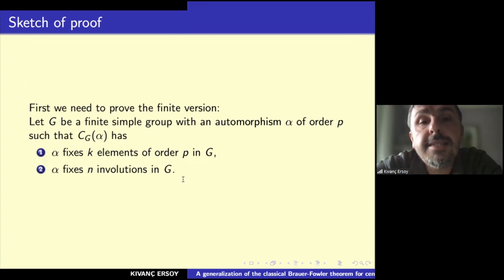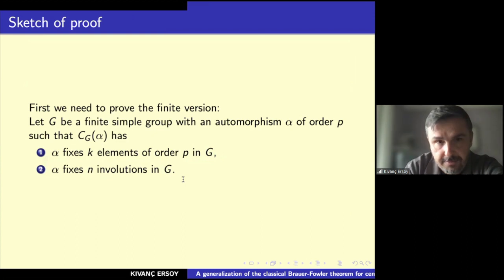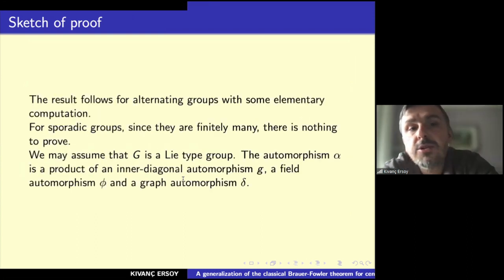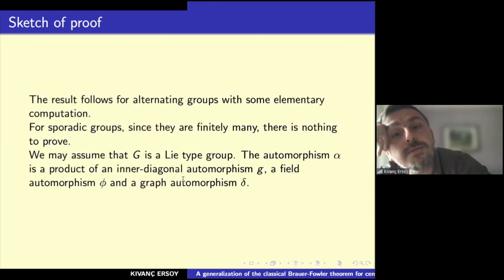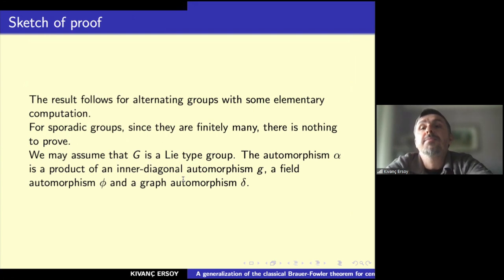Let G be a finite simple group with an automorphism alpha of order p such that alpha fixes k elements of order p in G, and alpha fixes n involutions in G. So the result follows for alternating groups with some elementary computation. I won't do it here. For sporadic groups, there is nothing to prove because there are only finitely many.